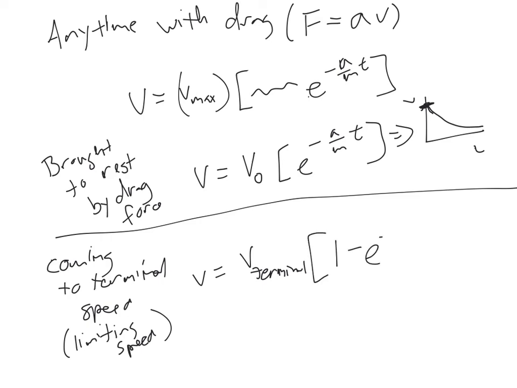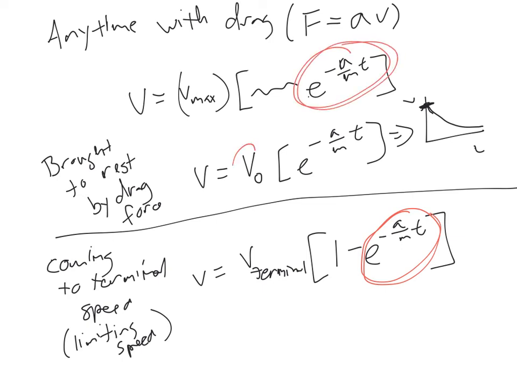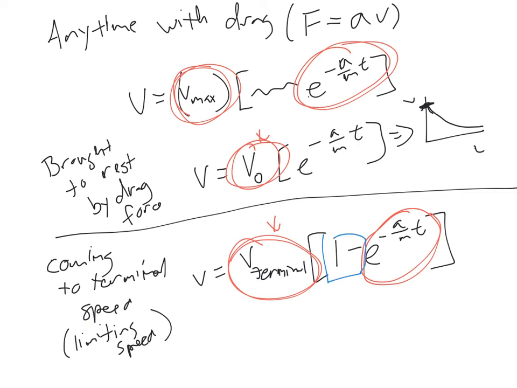Times 1 minus e to the negative amt. So notice how this equation still has the same e to the negative amt. That's still there, and it still has some initial velocity in both cases. Again, it's always the maximum value that it will reach. Here, it's the initial velocity that the object starts with before it decelerates. Here, this is the maximum speed that it's going to reach when it's moving at a steady speed. The only difference is whether you have this 1 minus part before it.